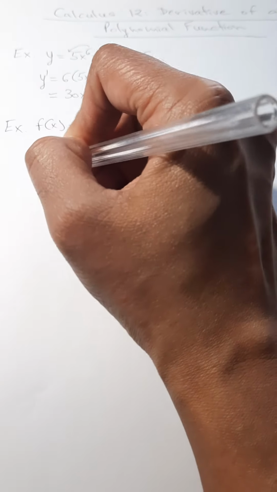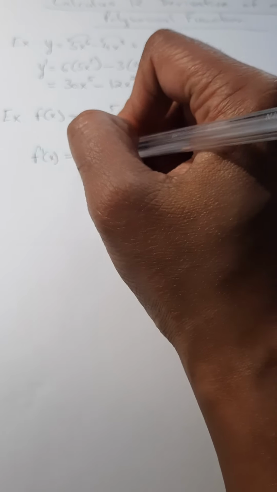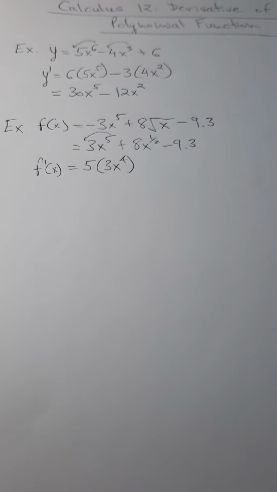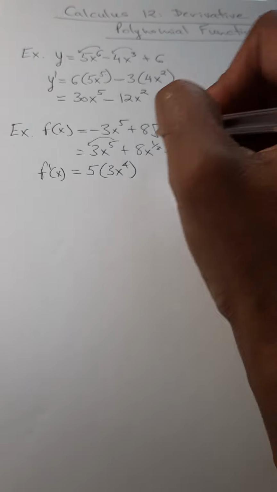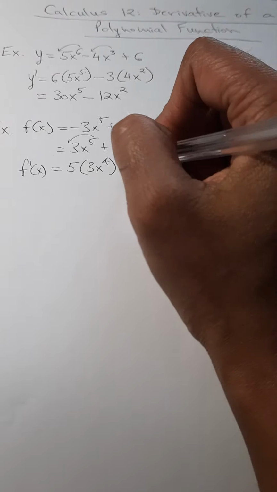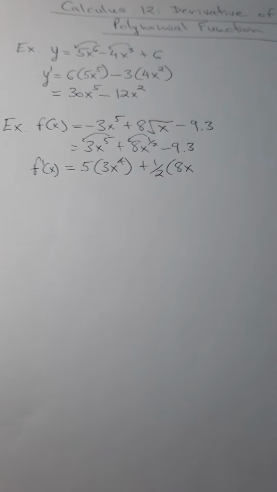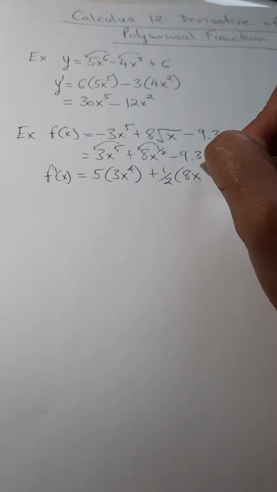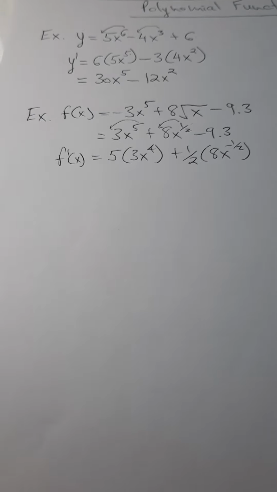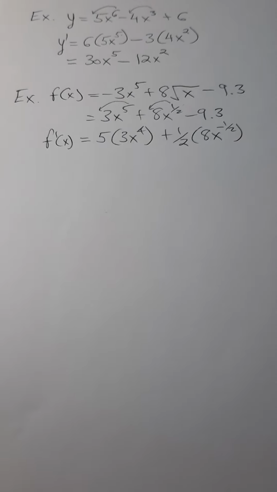So let's put f prime of x now. Okay, so now we can take the derivative. We're going to bring the 5 down, and we're left with 3x to the power of 4. So just subtracting 1 from the exponent there. And the same thing here. I want to bring the 1/2 down. So let's put plus 1/2. And this is 8x, and you're doing 1/2 minus 1, which is going to be to the power of negative 1/2. The 9.3 is going to be equal to 0, so you can just leave it out.